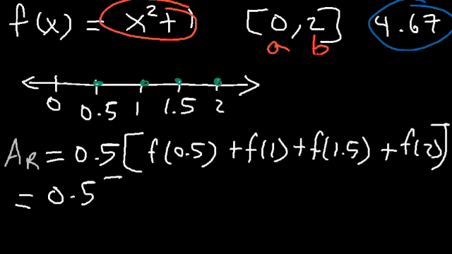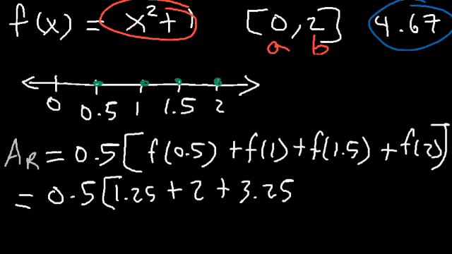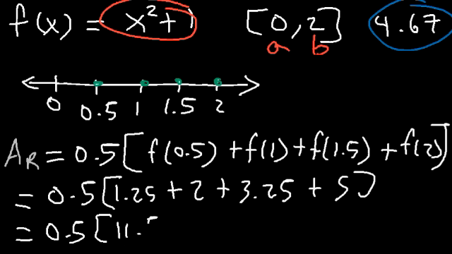So let's start with 0.5. So 0.5 squared plus 1 is 1.25. 1 squared plus 1 is 2. 1.5 squared plus 1, that's 3.25. And 2 squared plus 1 is 5. So 1.25 plus 2 plus 3.25 plus 5 is about 11.5. And half of that is 5.75. Notice that it's well above 4.67.